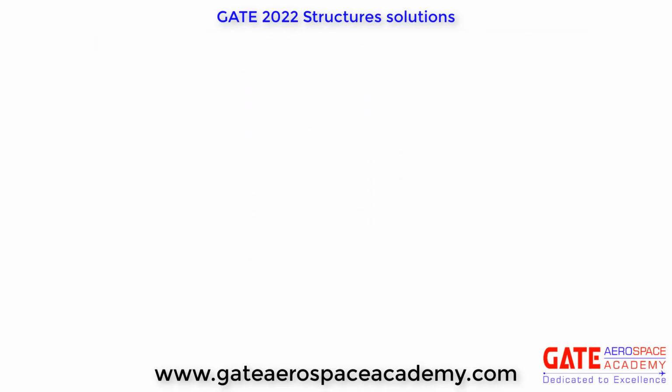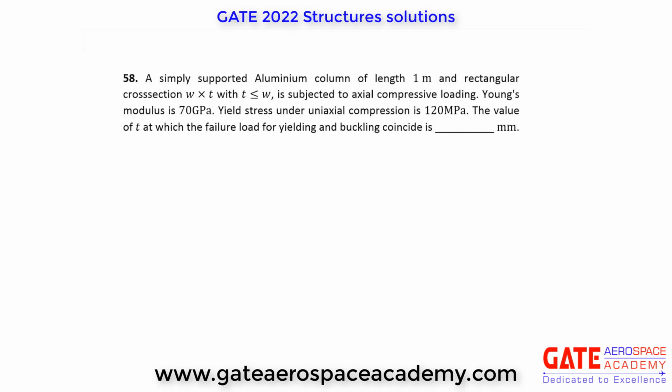Question number 58. A simply supported aluminium column of length 1 meter and rectangular cross section W into T, with T less than equal to W, is subjected to axial compressive loading. Young's modulus is 70 GPa. Yield stress under uniaxial compression is 120 MPa. The value of T at which the failure load for yielding and buckling coincide. So it is simply supported.